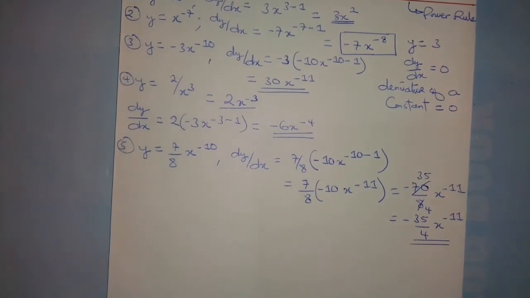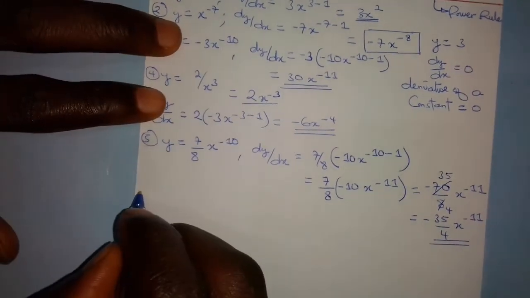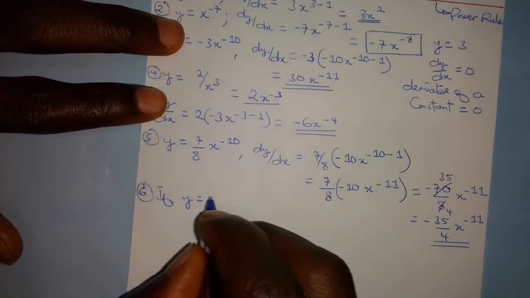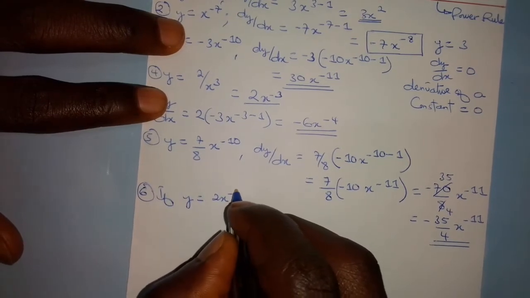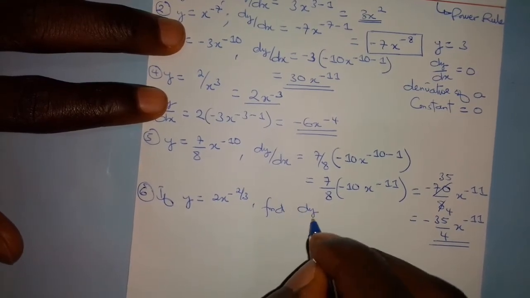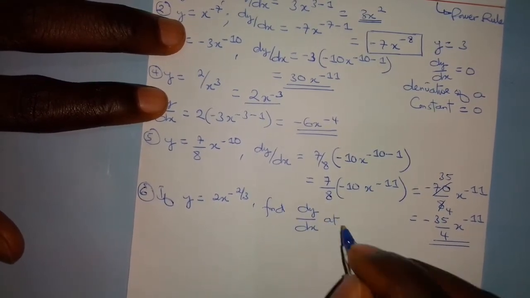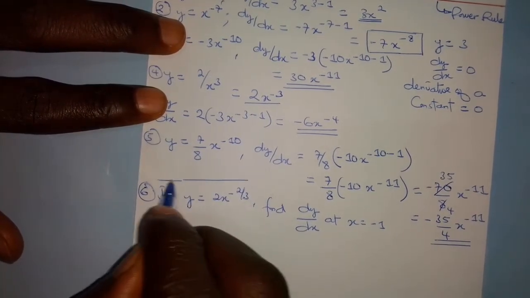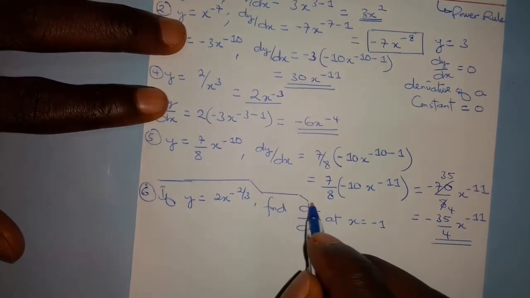Now, if you were given some expression and you were asked to find the derivative of that expression at x equal to some value, then that is the process of substitution. So if I said for this question, if y is equal to 2x raised to the power of minus 2 over 3, then find dy/dx at x equal to minus 1, you could be given such a question as this.